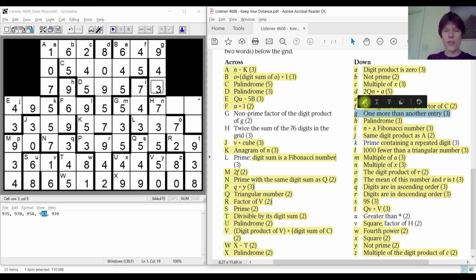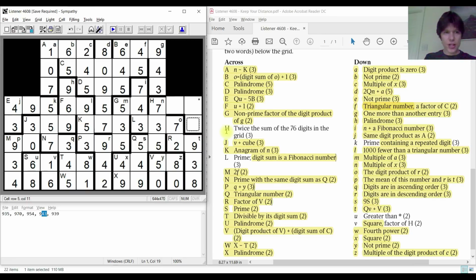And I can now cross that one off as well. And I can also cross off big G because it says it's non-prime, which it clearly isn't, and factor of the digit product of little g is what we've just done. So I can cross that one off. So we've only got 3 cells left now.